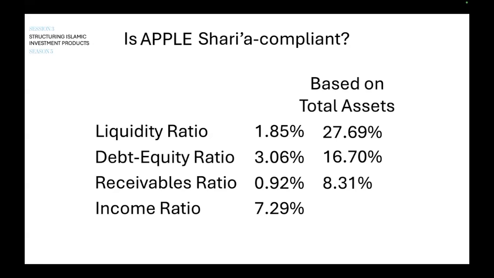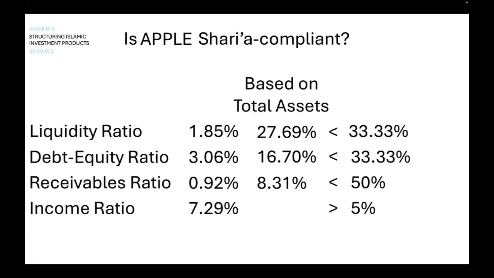So when we use total assets as denominator, we find that the liquidity ratio is 27.69%, which is still lower, but very close to the 33.33% threshold. Debt equity ratio is 16.70%. Receivables divided by total assets is 8.31%. And of course, the income ratio doesn't use assets anyway. Still, this is actually compliant. But given that these figures have got inflated, they look more realistic in my viewpoint.